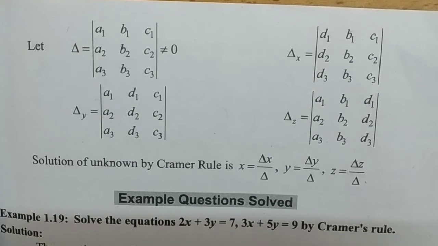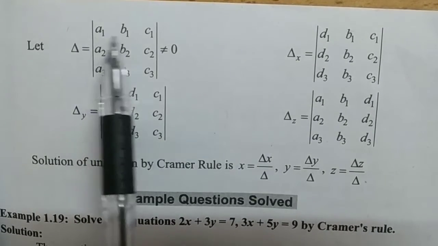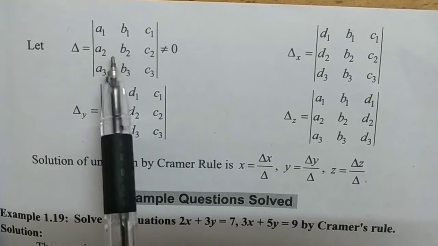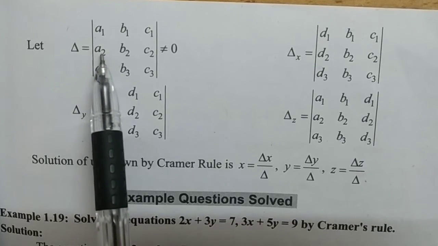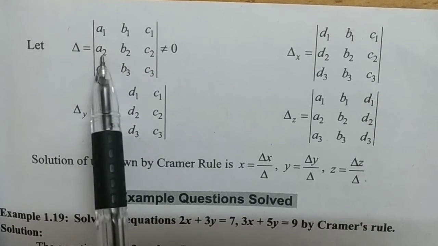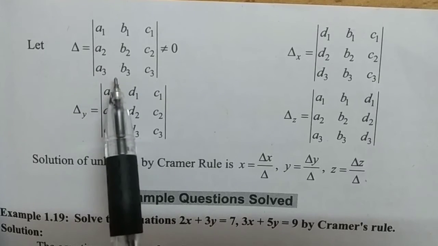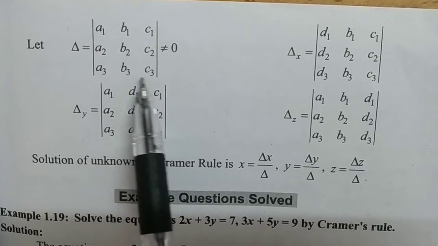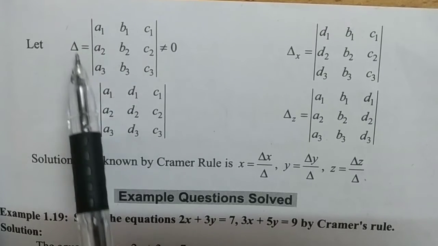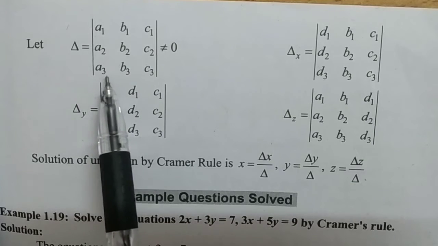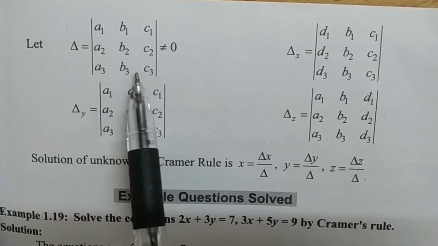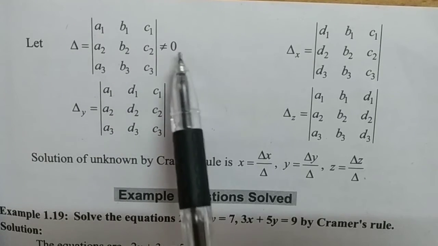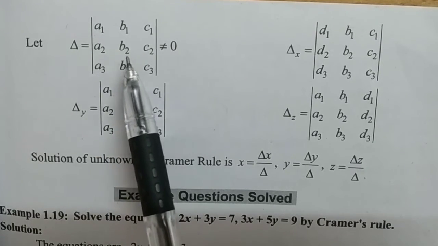So delta equals the coefficients of x, y and z: a1, b1, c1. Second equation, coefficients of x, y, z: a2, b2, c2. Last equation, coefficients a3, b3, c3. Find the delta value; we know how to find it. If this delta value is not equal to 0, Cramer's rule is applicable.